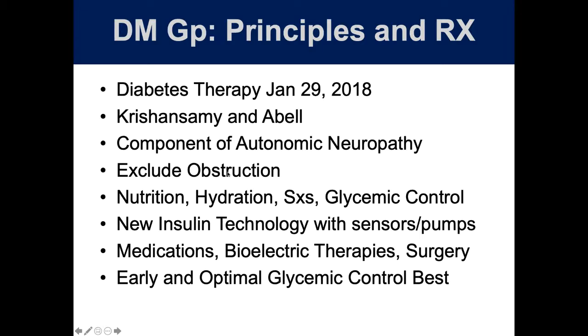And once obstruction is excluded, then one deals with things like nutrition, hydration, symptoms, glycemic control. The article mentioned the new technologies with sensors and pumps, which you're very familiar with. It also mentioned medications, bioelectric therapies, which we'll discuss today, and surgery. And of course, early and optimal glycemic control is the best.